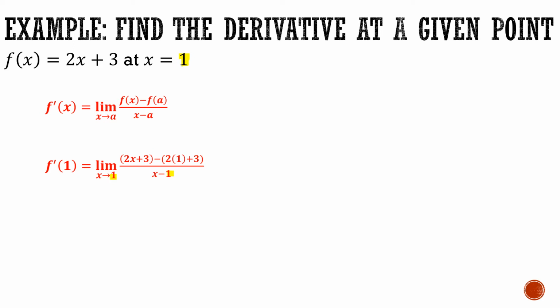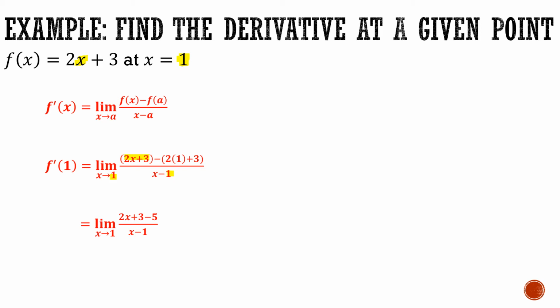That's what I'm approaching, so the limit as x approaches 1. Up here in my numerator, I'm going to write f of x, which is the original equation, so that's 2x plus 3. Then that's minus f of a, or f of 1. So I'm taking this 1 and plugging it into the x value of my function. From there, I'm going to simplify, and I get 2x plus 3. I leave that alone, and then I do minus 2 times 1 plus 3. Well, 2 times 1 plus 3 is 5, so that's minus 5.